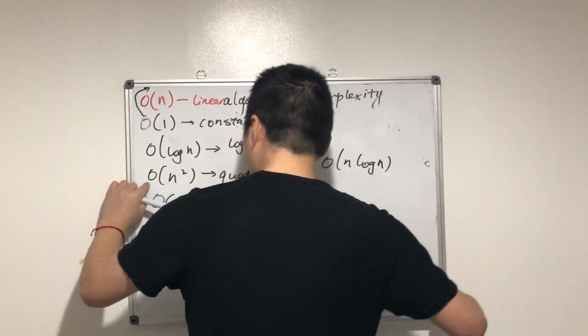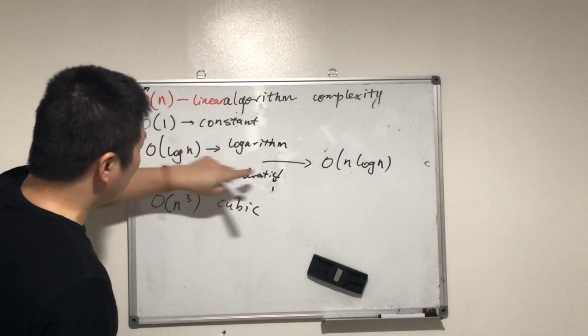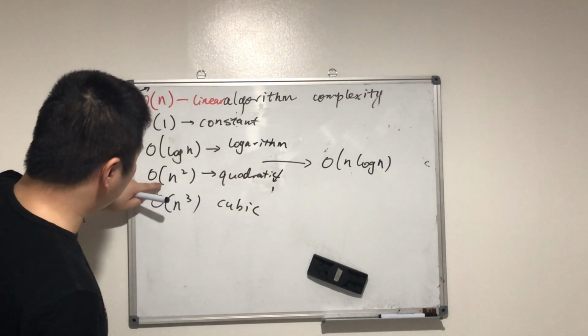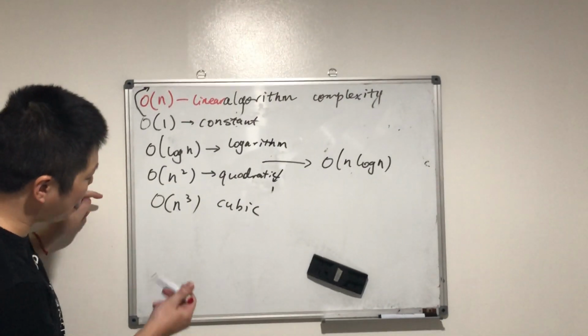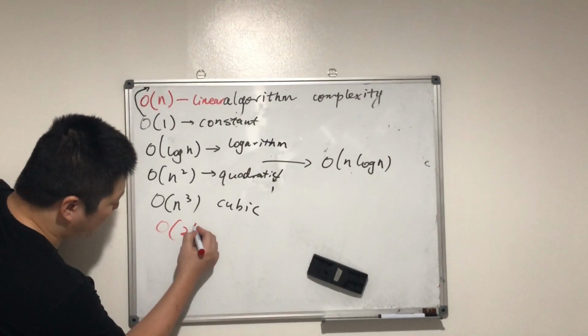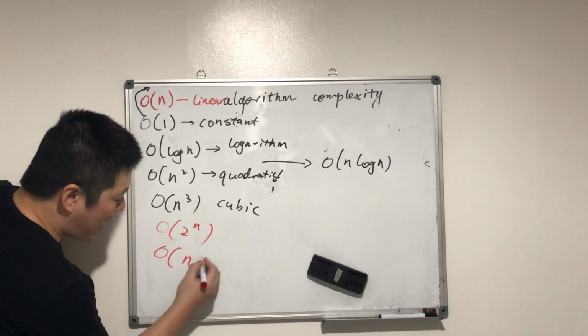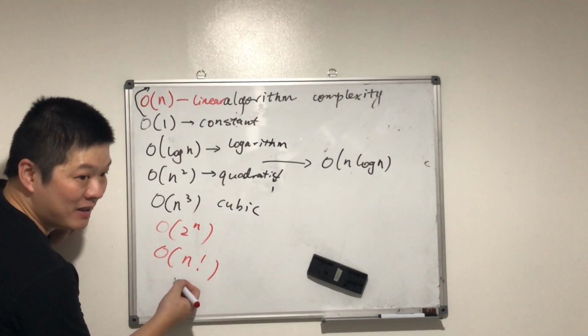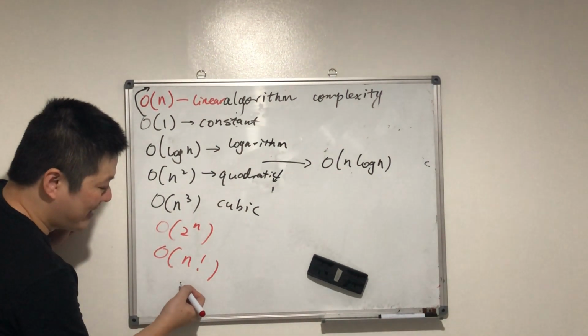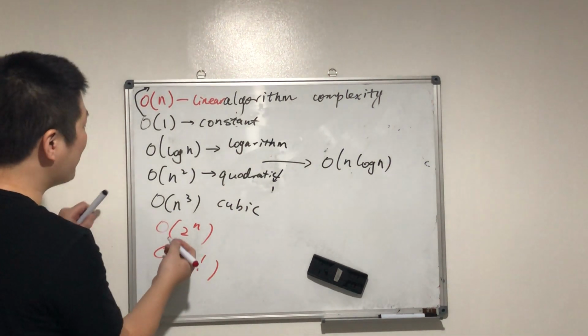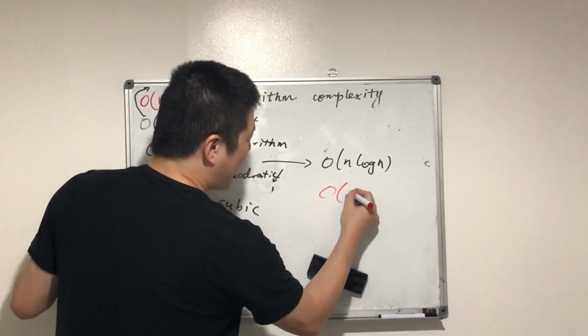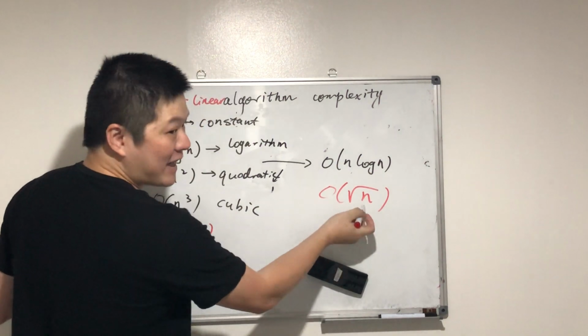And then quadratic, and linear. Linear, and this one, and quadratic and cubic. And then we have also the exponential, 2 to the power of n. And we also have n factorial, remember? Factorial. Oh, we also have O square n. How about this?